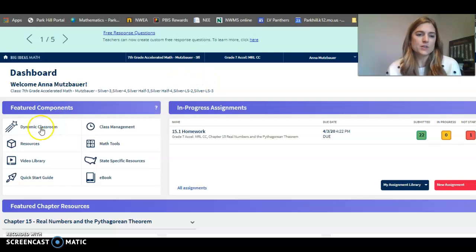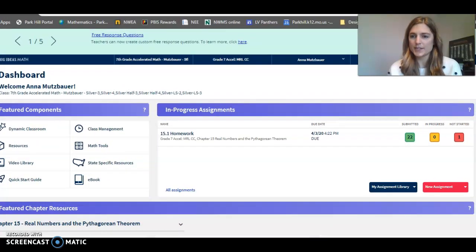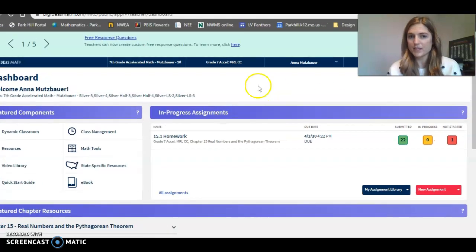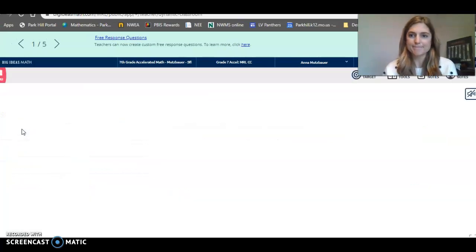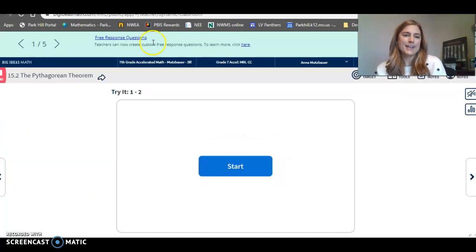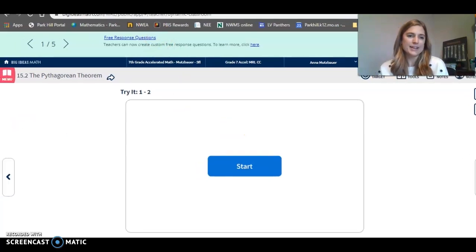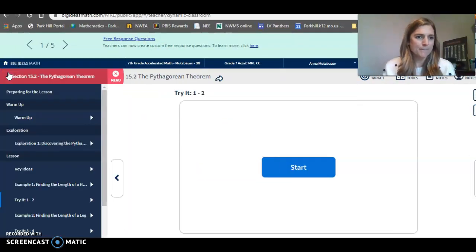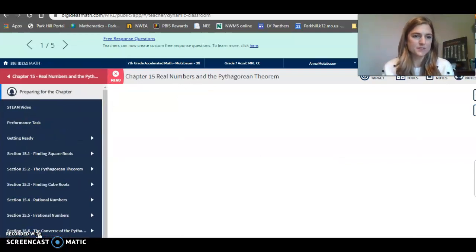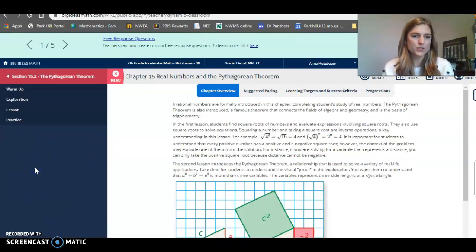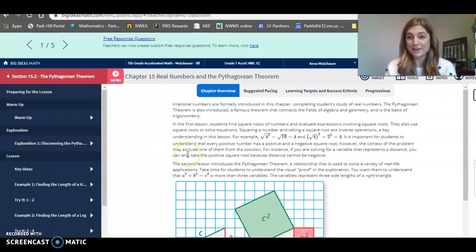We went over this. You can either access your dynamic classroom from your components, or you can go over to the little hamburger over here, if it'll let me click it. I'm just going to click over here, guys, for time's sake. And then obviously I was trying out some try-its earlier, but make sure you go to the menu bar. You guys probably were on 15.1 still. If not, make sure you go down to chapter 15. We are doing 15.2. We are doing Pythagorean theorem today.